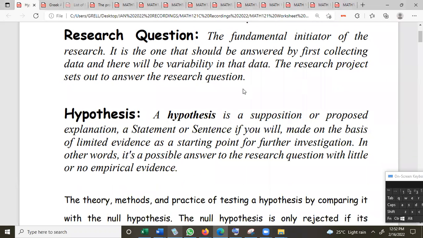A hypothesis. A hypothesis is a supposition or proposed explanation, a statement or sentence, if you will, made on the basis of limited evidence as a starting point for further investigation. In other words, it is a possible answer to the research question with little or no empirical evidence.